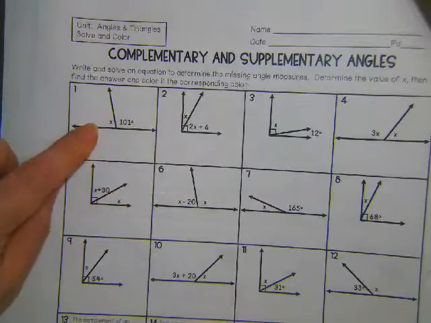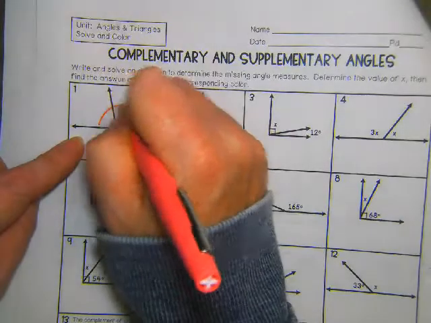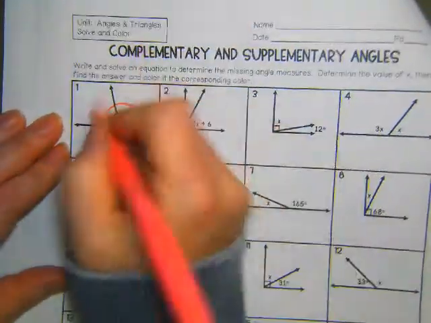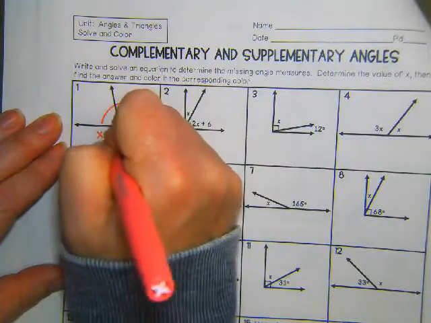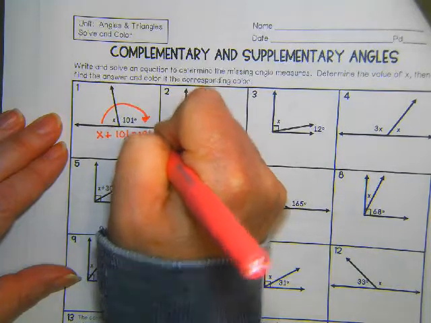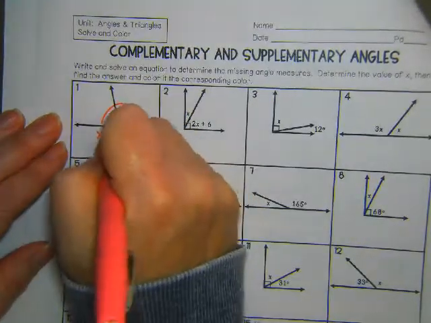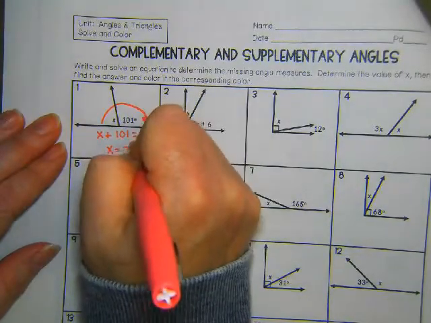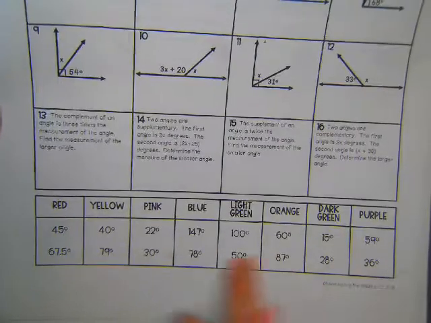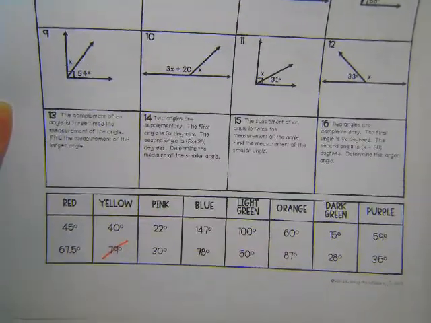This one right here, you're just solving for the missing angle. So if this is 101, you know the whole thing has to be 180. It says to write an equation. So x plus 101 equals 180. When you solve, you would subtract 101 from both sides, and x would equal 79 degrees. Now go ahead and take a look down here and make sure you have that answer of 79 degrees somewhere. If it's true, go ahead and just cross it out.